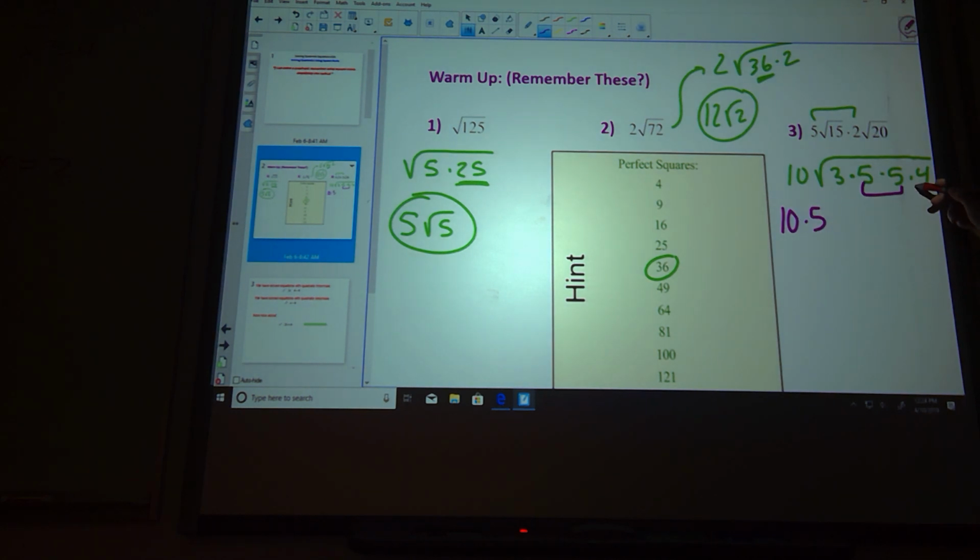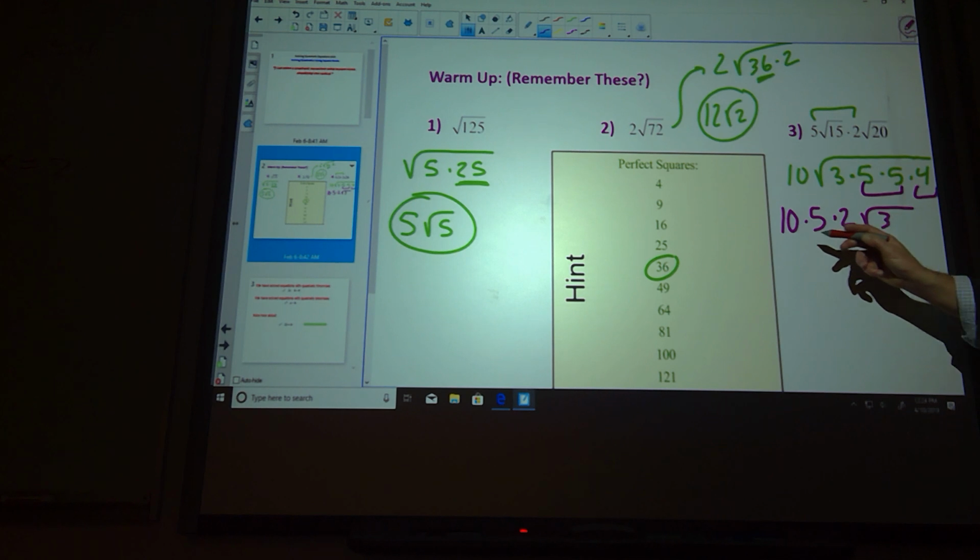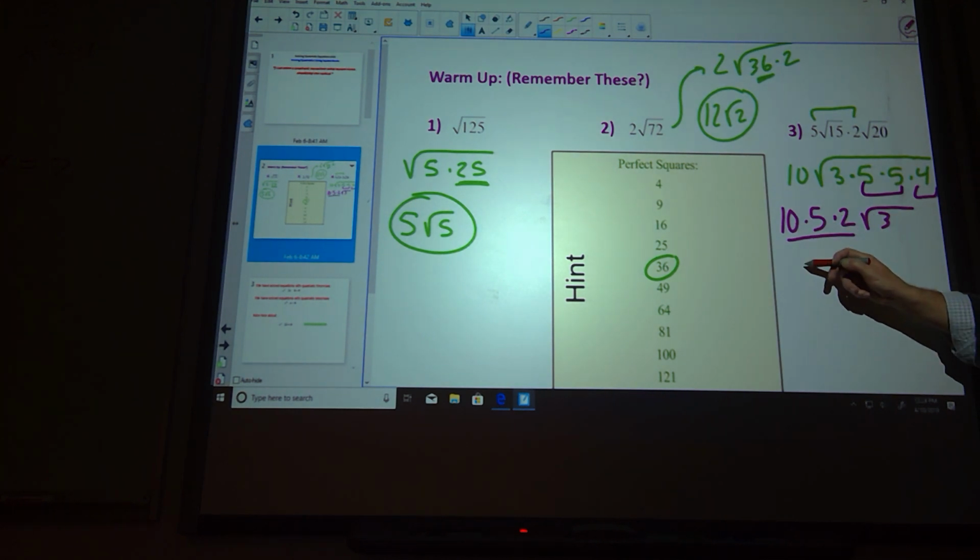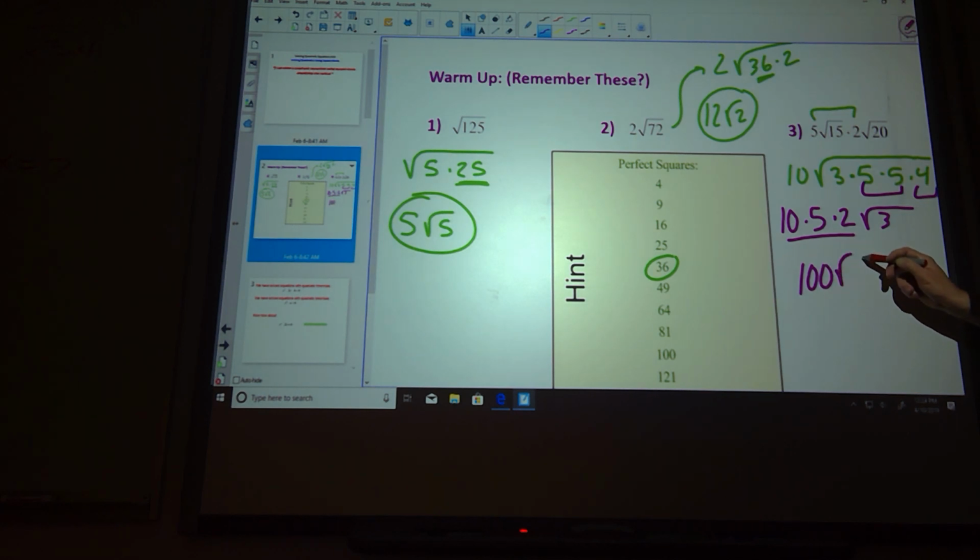It'll be multiplied. But what about the square root of 4? That's 2. So 2 comes out. What's still left behind? 3. And then just multiply what you have outside. So 10 times 5 is 50. 50 times 2 is 100. I got 100 square root of 3.